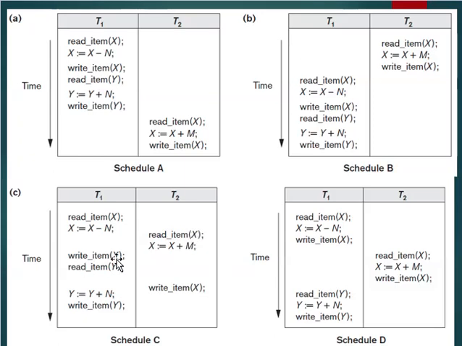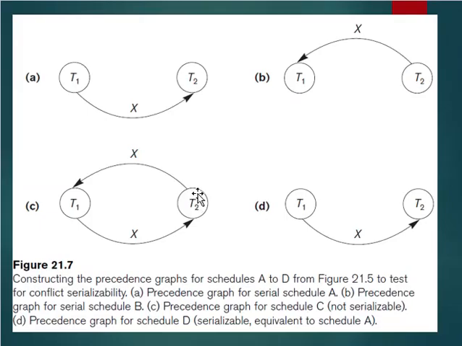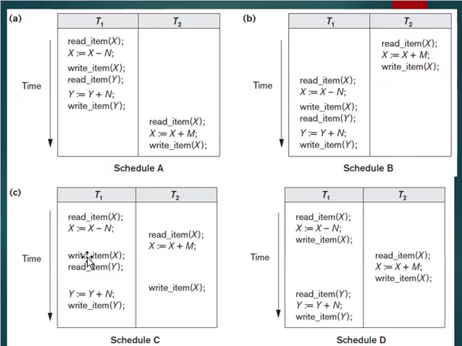So you have to draw an edge from T2 to T1, labeled with X, the data item. Next we can see we are executing write item of X, then it's okay. Next read item of Y, followed by write item of X in T2. So we can see that there is a conflict between write item of X in T1 and write item of X in T2.